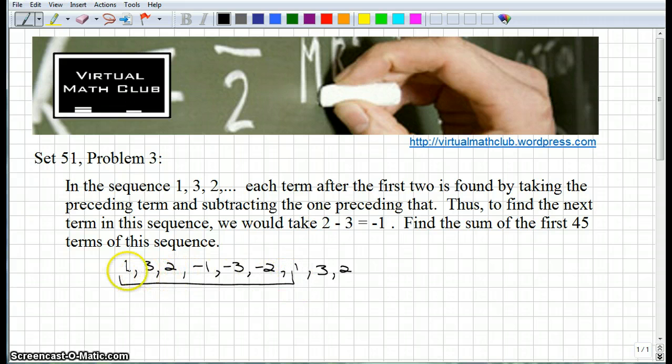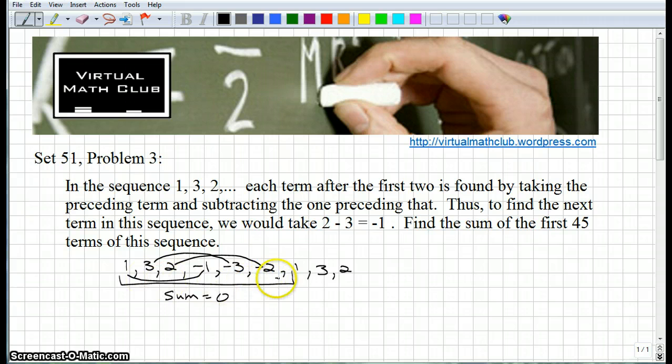And how many terms do we have? We have 1, 2, 3, 4, 5, 6 terms that repeat. And the other thing is that you can see that in the sum here, we have a 3 and a negative 3, a 2 and a negative 2, and a 1 and a negative 1. So the sum here is equal to 0. Every time we repeat these 6 terms, we end up with a sum of 0.